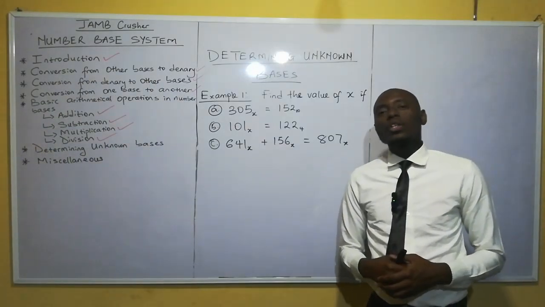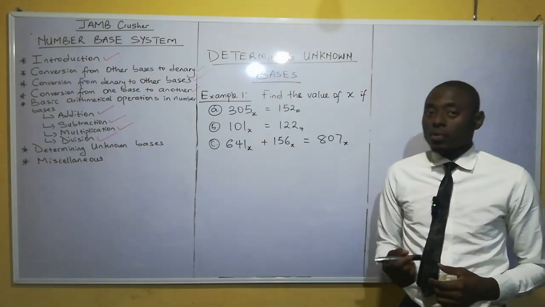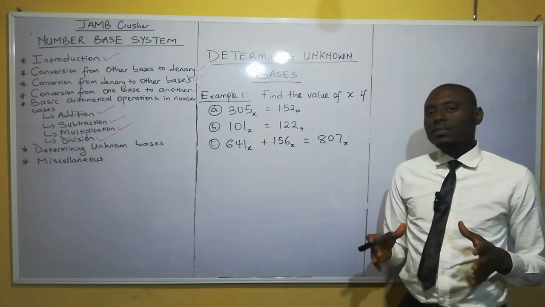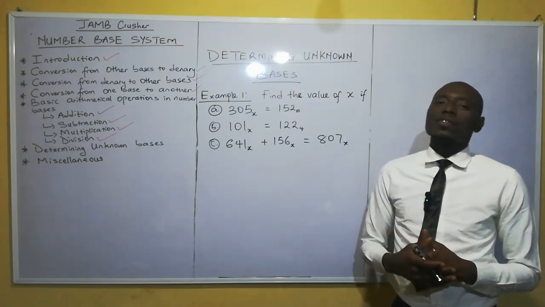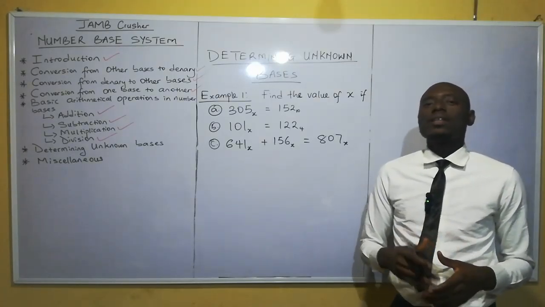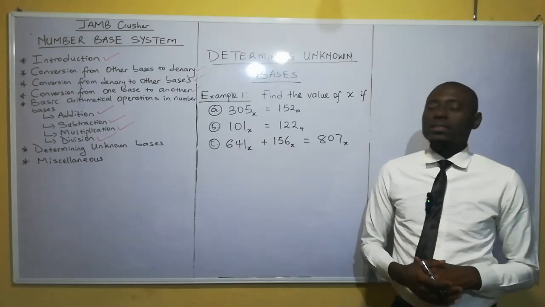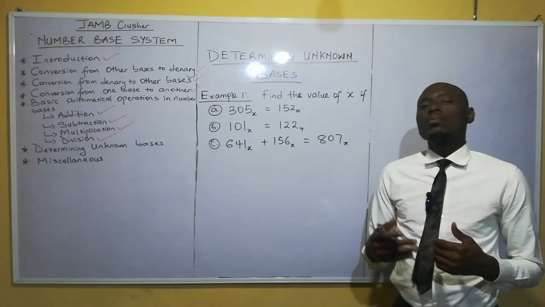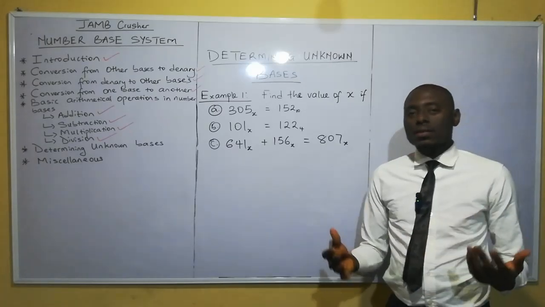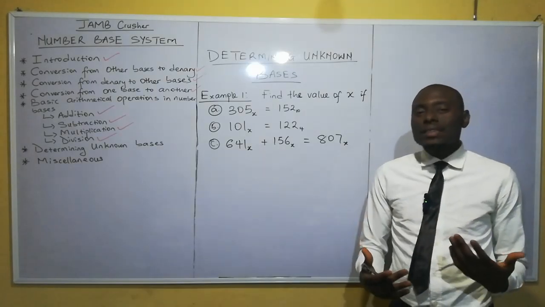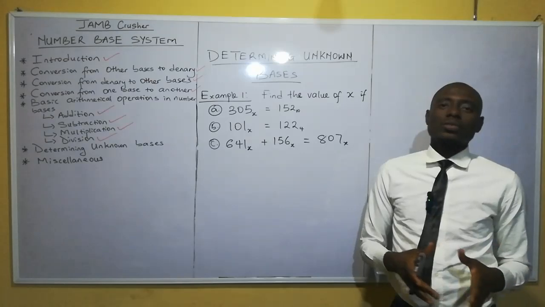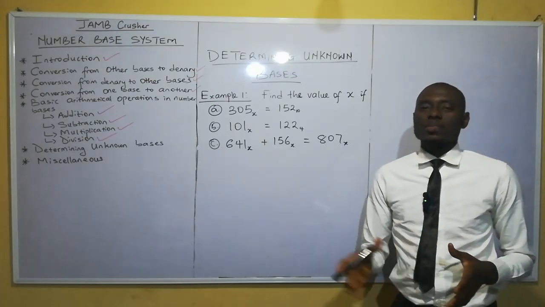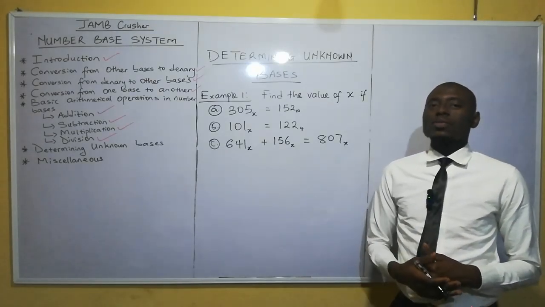The most common way to find the value of an unknown base is to expand the number in the powers of the base. That is the most common way to find an unknown base. But there are other methods you can use, depending on the context of the question, depending on how the question has been set.